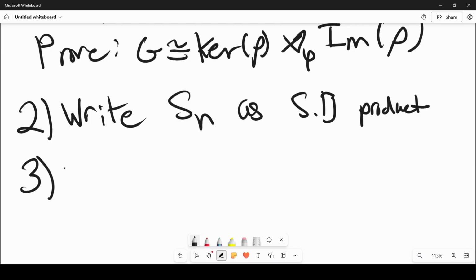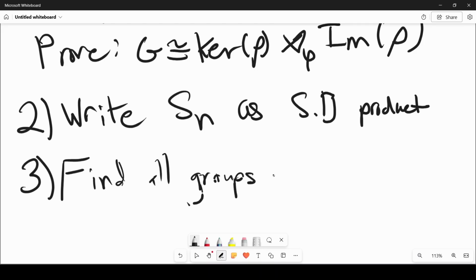And then finally, I want you to classify or find all groups of order 21. Okay, so you could try to use our previous discussion right above these exercises. 21 is 3 times 7. So it has the form P times Q, but notice that 3 divides 6. So you're going to get some ambiguity in that semi-direct product. So try to figure out all the different kinds of groups there are of order 21.